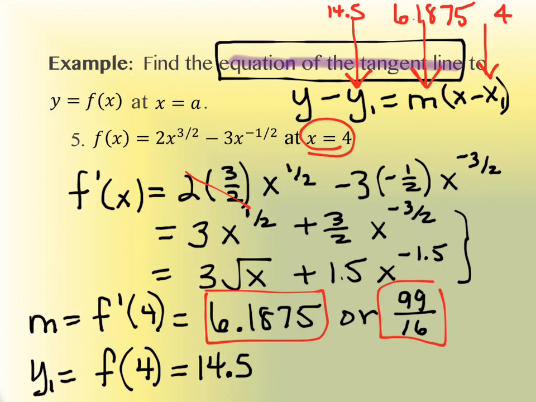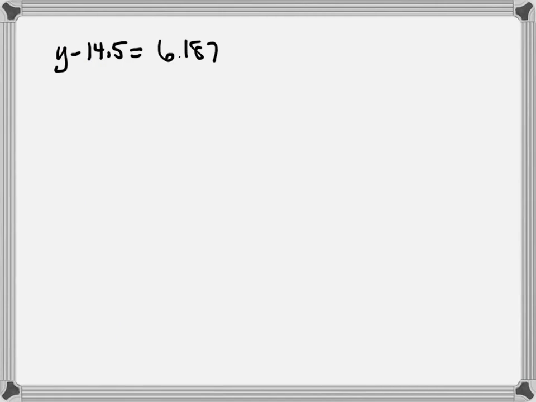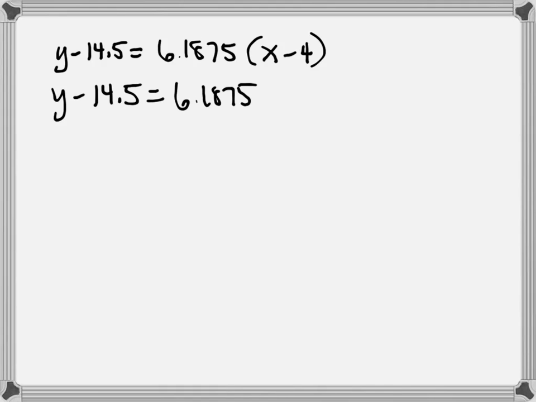So right now we have y minus 14.5 equals 6.1875 times x minus 4. And we will solve this for y equals. So y minus 14.5, and we'll distribute 6.1875x. What is 6.1875 times 4? 24.75. All right, 24.75. And then what's our last step? Add the 14.5.